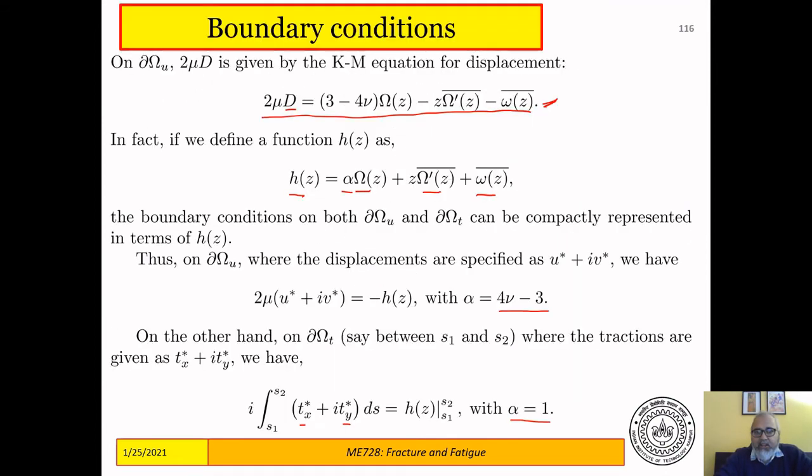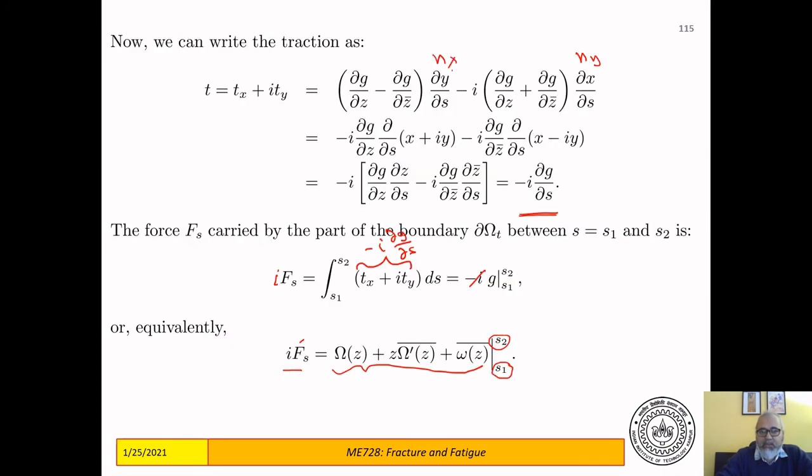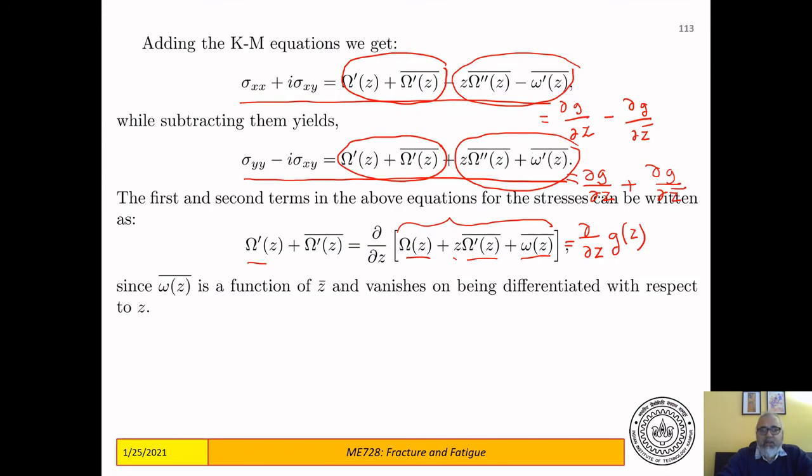And if we do that, we can derive the Km equations in cylindrical polar coordinates as well. Obviously, the trace of the stresses, sigma xx plus sigma yy, remains the same. If you look at the Km equations and add these two, these two terms cancel out because they have minus here and plus here, and you get 2 times capital omega prime z bar. So that is what sigma xx plus sigma yy, the trace of the stress tensor, is.